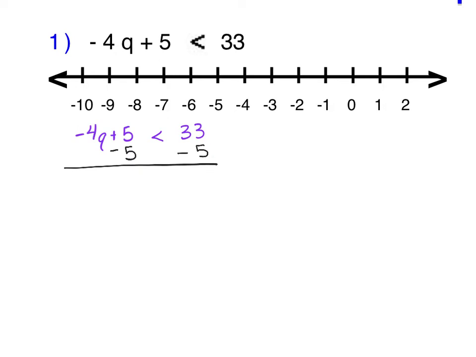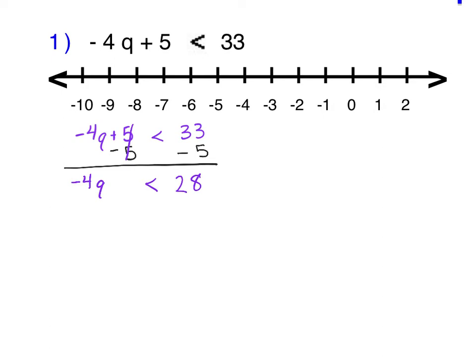So I'm left with negative 4q. The 5s become 0. That's a 0 pair. And then I still have less than, and then I have 33 minus 5, and that is 28. The next thing I need to do is divide.